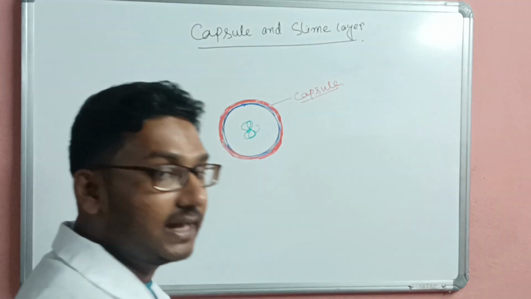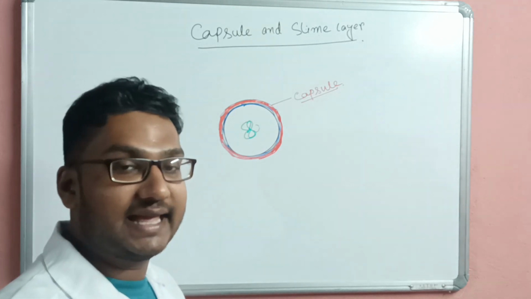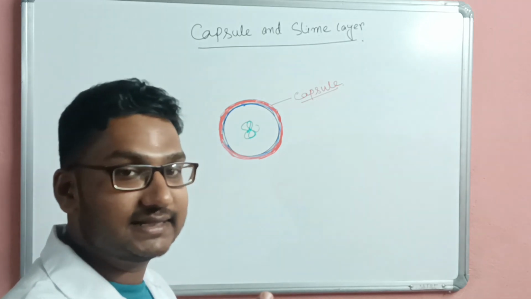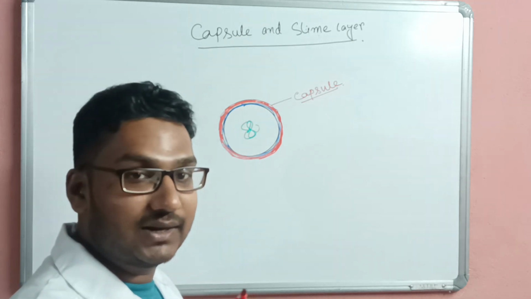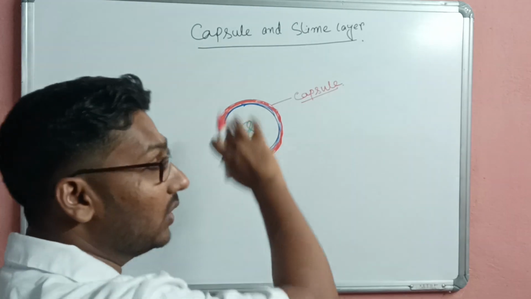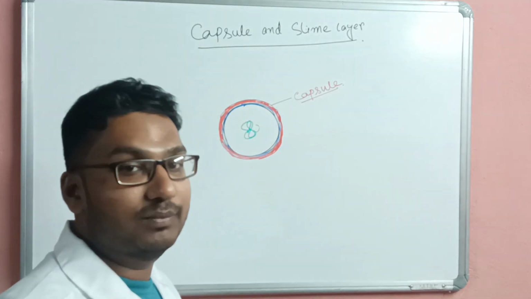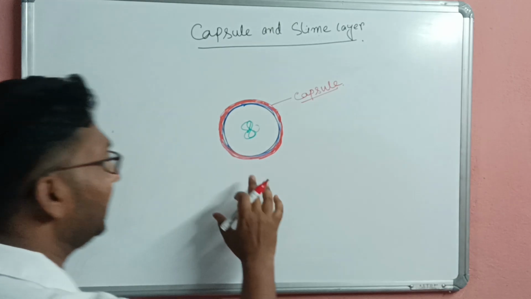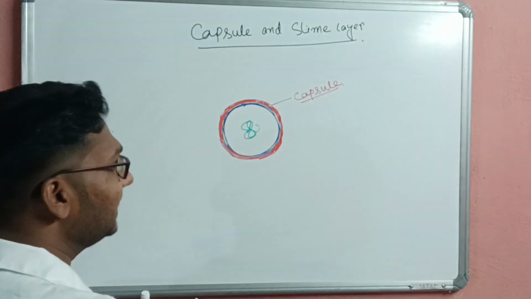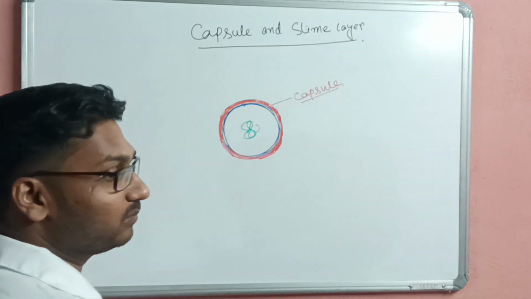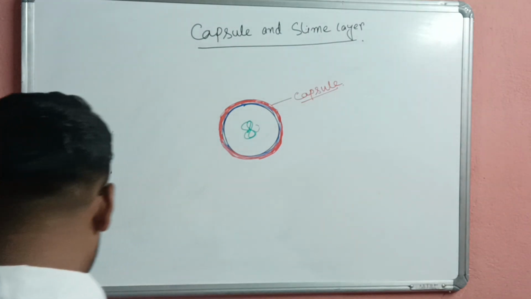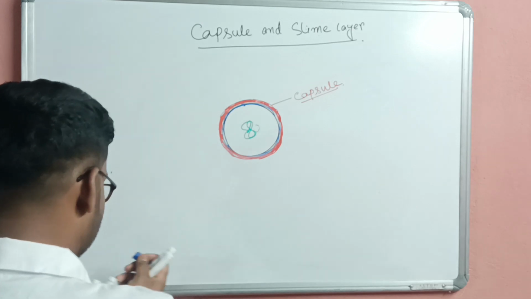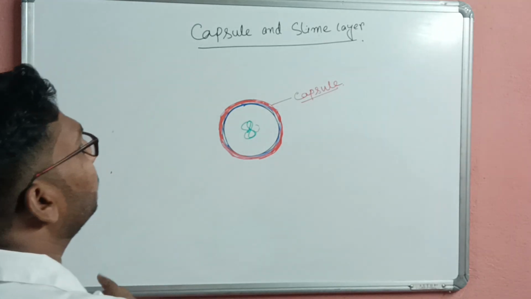Again, many bacteria secrete extracellular polymeric substances in the natural environment. When it is closely attached or completely condensed with the outer layer of the bacterial cell wall, it is called the bacterial capsule. It has two types: polypeptide and polysaccharide in nature.